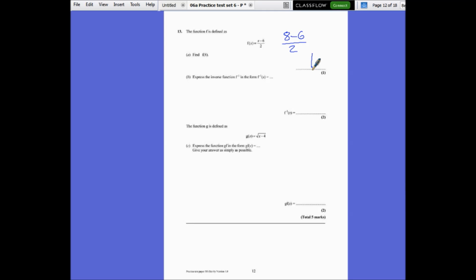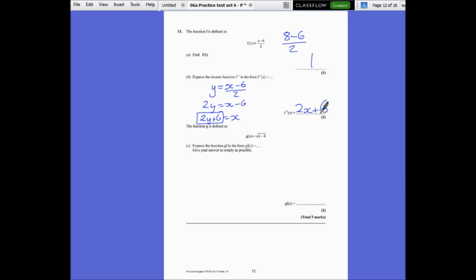Find f, the inverse function of f, so f minus 1 of x. My little trick for this is put y equals, and then the function that you originally had, so x minus 6 over 2. And then undo that to make x the subject of the formula. So that would be 2y equals x minus 6. So 2y plus 6 equals x. Now this bit here is the inverse function. So we're going to put x back in that because we talk about f of x. So that would be 2x plus 6 would be our inverse function for f of minus 1 of x.